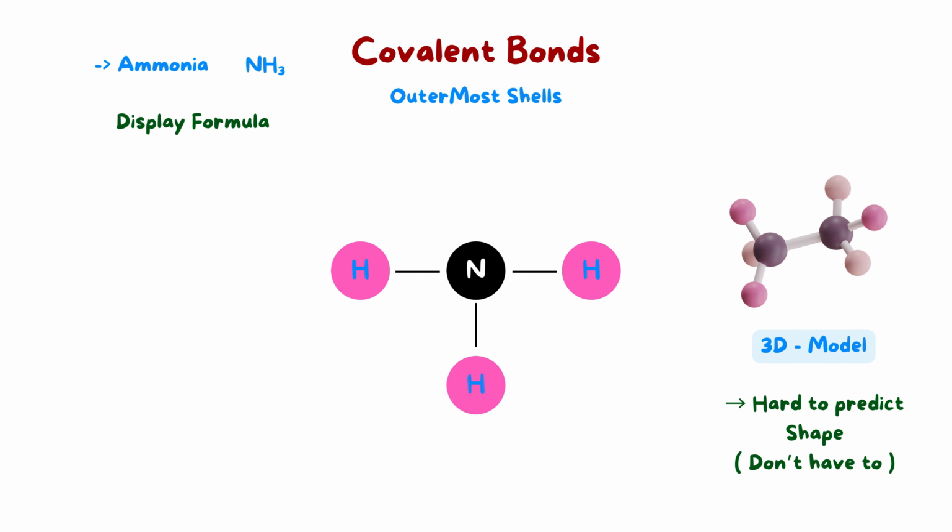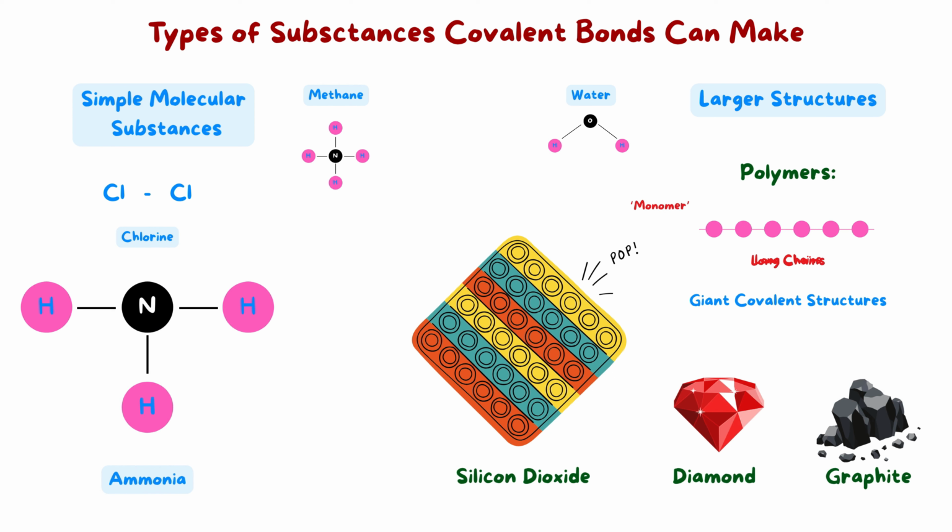If we wanted to show this as a displayed formula instead, we would erase all the shells and electrons and simply draw lines representing the shared electron pairs, with each line indicating a covalent bond. Now, when trying to represent ammonia using a 3D model, things get a little more complex because predicting the exact shape of molecules in 3 dimensions can be tricky. Fortunately, at this level, you don't need to know the exact geometry, you just need to recognize what a 3D molecular model looks like.